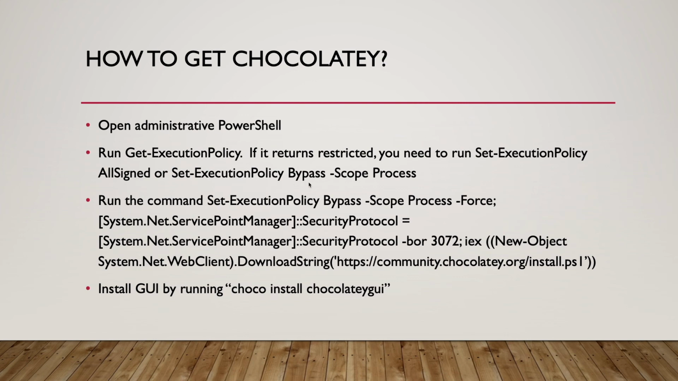Set-ExecutionPolicy AllSigned, or Set-ExecutionPolicy Bypass -Scope Process, paste it into PowerShell, press enter, and then next you run the command. So starting here, Set-ExecutionPolicy Bypass -Scope Process, all this stuff, just copy all this down here from the website. You can just copy it and paste it into PowerShell, and then finally to get the GUI, you just install by typing in choco install chocolateygui, and that's basically it. And from now on, you really don't need to interface with the PowerShell to get your third-party packages.